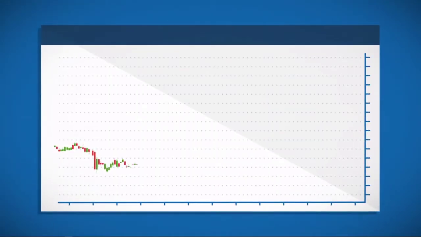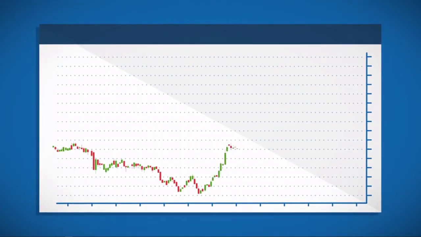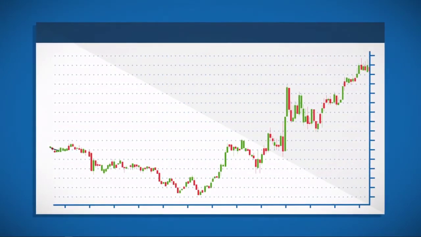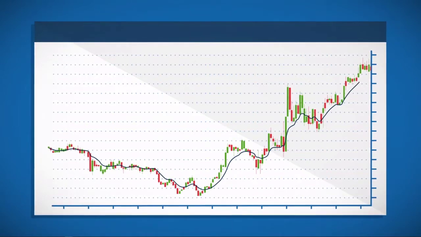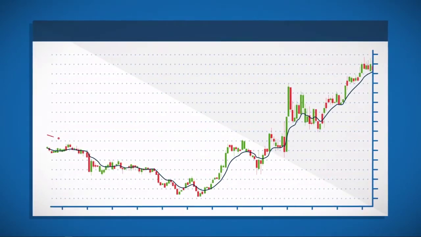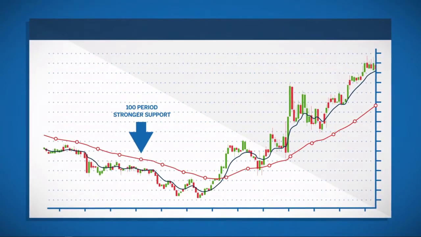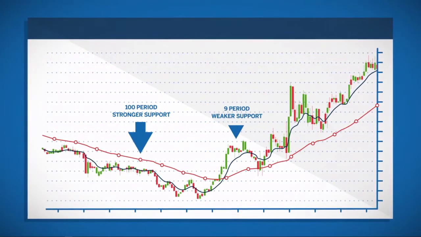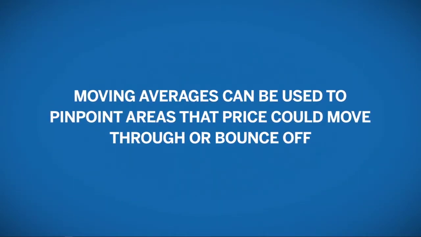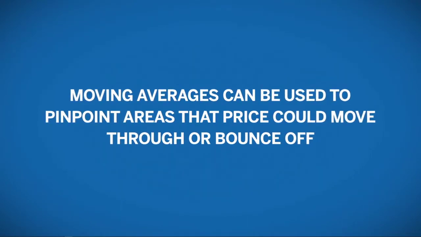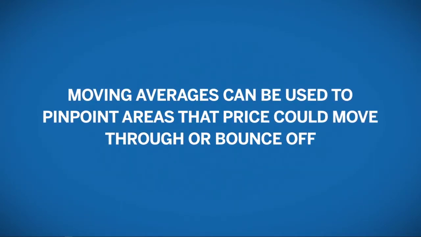Typically, the shorter the length of the moving average, the weaker the support or resistance it creates. This means that, for example, price will move through a 9-period moving average on a 5-minute chart more often than a 100-period moving average. The 100-period moving average is considered to provide stronger support for price when compared to the 9-period moving average. As price moves to areas that a trader believes are support or resistance, moving averages will be used to pinpoint areas that price could move through or bounce off.